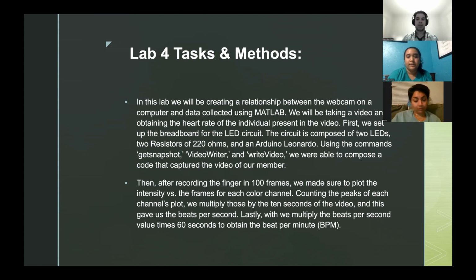Using the commands get snapshot, video writer, and write video, we were able to compose a code that captured the video of our member. After recording the finger in 100 frames, we made sure to plot the intensity versus the frames for each color channel. Counting the peaks of each channel's plot, we multiplied those values by the 10 seconds of the video, and this gave us the beats per second. Lastly, we were able to multiply those values times the 60 seconds to obtain the beats per minute.